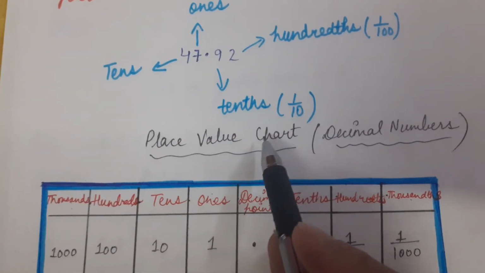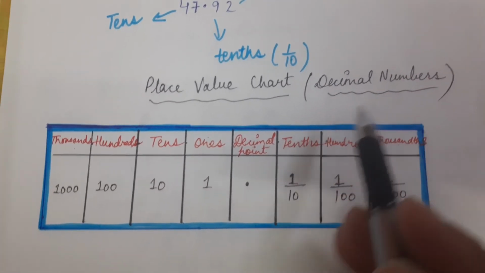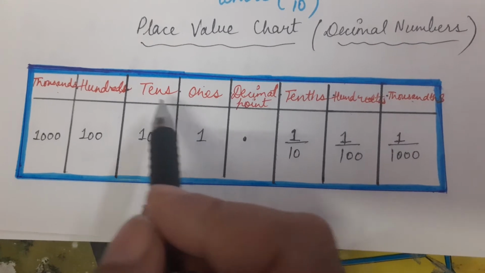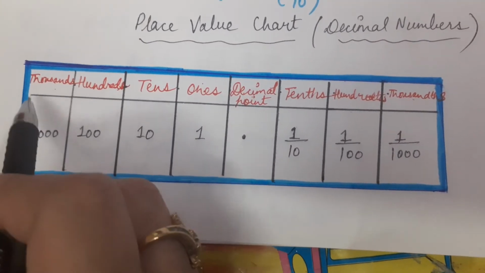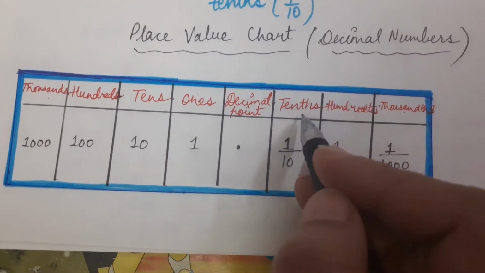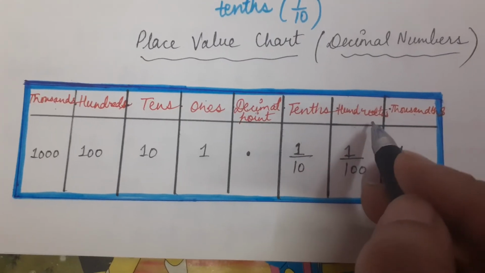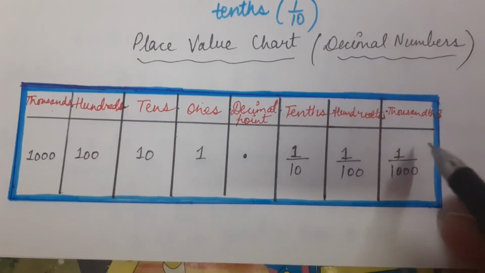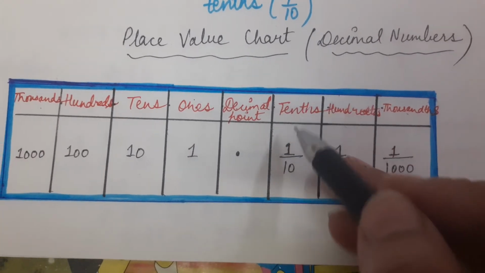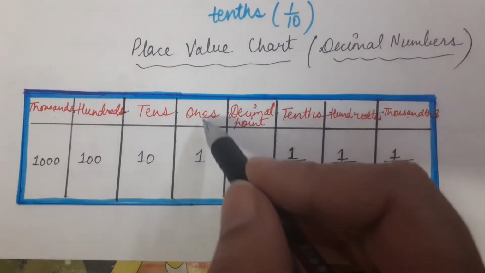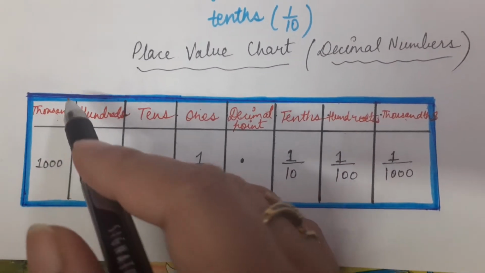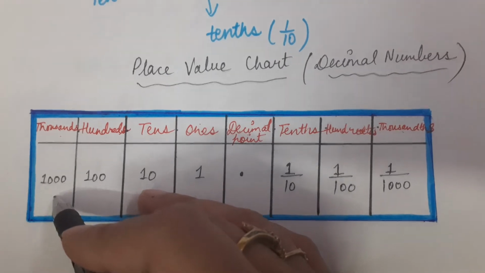Now come to the place value chart for decimal numbers. This is the decimal point. Before it: ones place, tens place, hundreds place, thousands place. And on the right-hand side: tenths place, hundredths place, thousandths place. They can be written as 1 upon 10, 1 upon 100, 1 upon 1000. Ones is 1, tens is 10, hundreds means 100, and thousands means 1000.